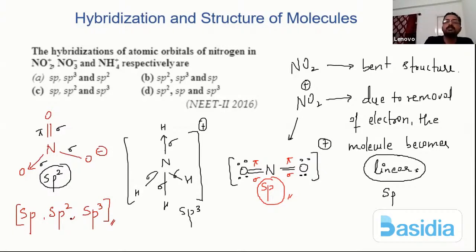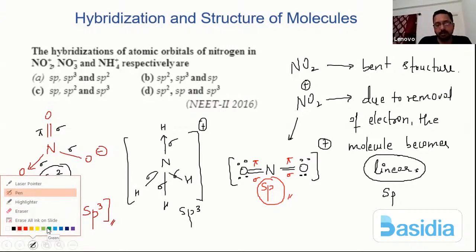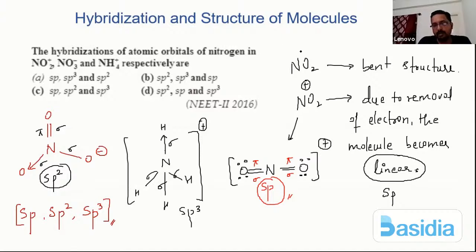Here you can also take a question. What will be the hybridization of the NO2 molecule? Because again, as I told you, these molecules are very, very important, so they keep on asking. Oxides of nitrogen are very, very important, so you have to keep on practicing them. Okay, so the hybridization.